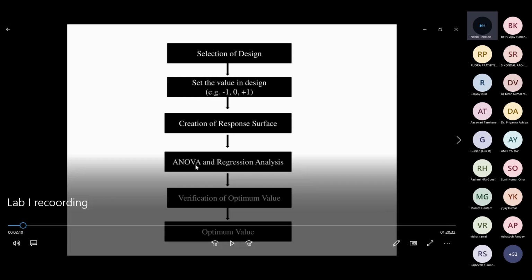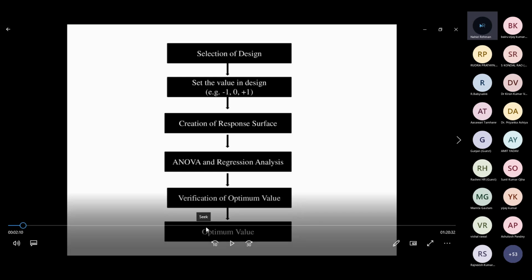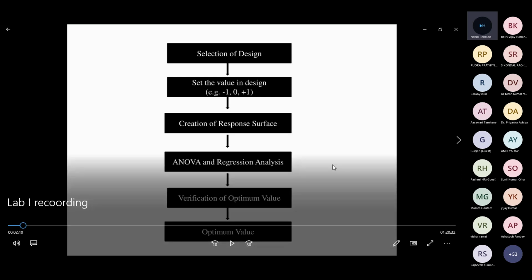Then this software provides you the analysis option. Then you do the ANOVA and regression analysis. After the regression analysis, the software gives the opportunity to see the optimized value based on the predicted and the experimental value. So the software gives you what should be the optimum value. If it is in the significant range and has a good F value, you have to validate that optimum value and then you find out your result.